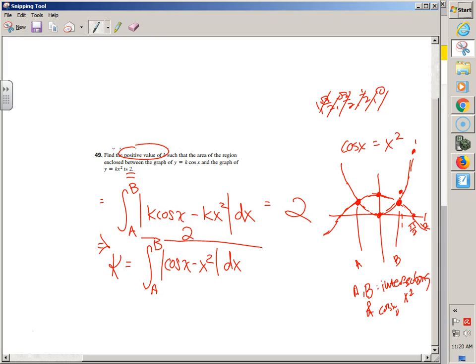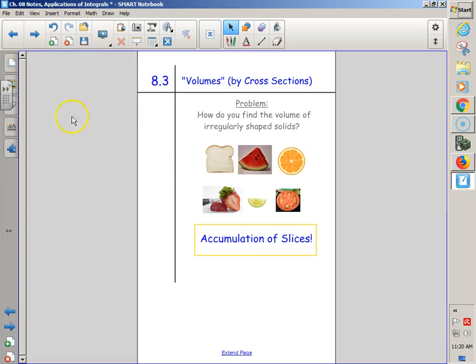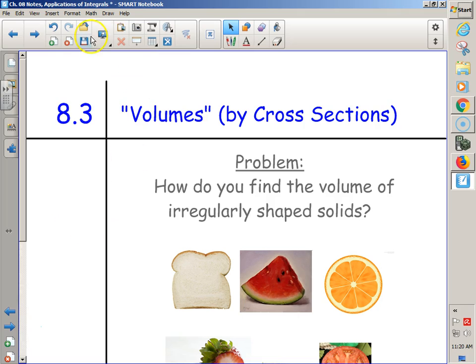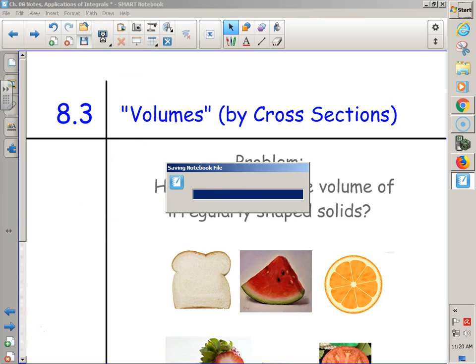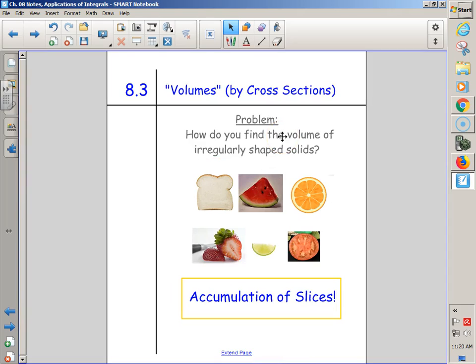Okay, let's go. Section 8.3. Accumulation, man, that word is following us wherever we go. Accumulation of infinitesimally thin slices. The impossible made possible. All because of the limiting process and the idea of infinitesimals. Do you have to draw the shapes? No. What's the idea? Finding volume of irregularly shaped solids. Accumulate the slices.